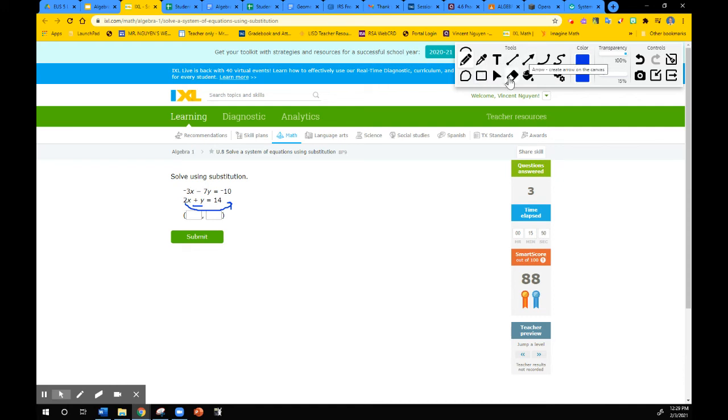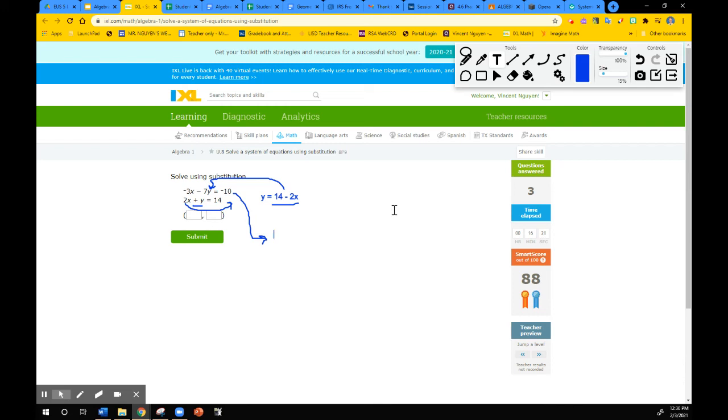So the second equation will become y equals 14 minus 2x, right? Because I'm moving the positive 2x away. Okay, now that you have the expression for this, you're going to take that and put it in here for y. Okay, that's your second equation. And then rewrite the second equation. Okay, the arrows are just to let you know where I'm going with my work.